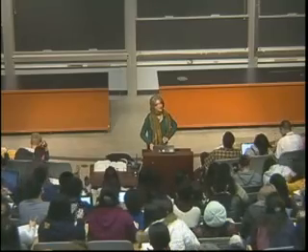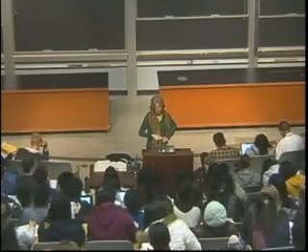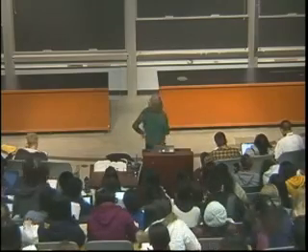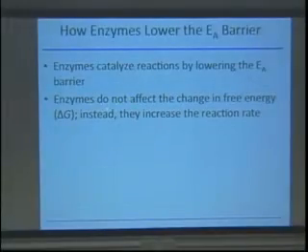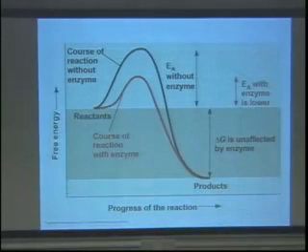So how do enzymes do this? This is what I want to spend a little bit of time talking about: how enzymes actually lower this energetic barrier. And we said this last time, but it's really important to get this: they don't affect the change in free energy of the reaction. They actually just increase the reaction rate. So they increase the rate, but they don't alter the overall change in free energy that occurs in going from substrates to products.